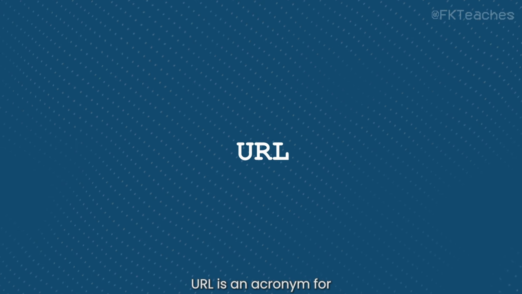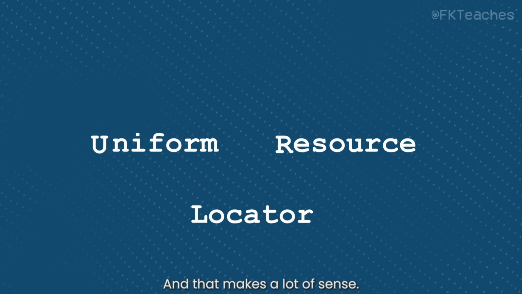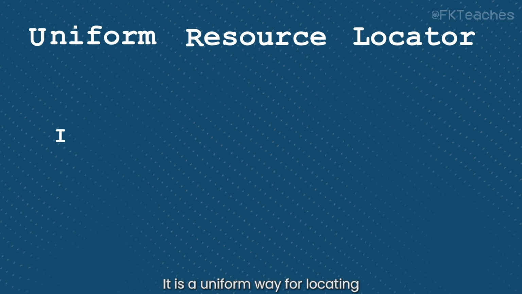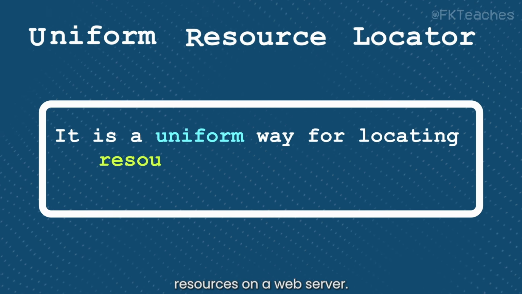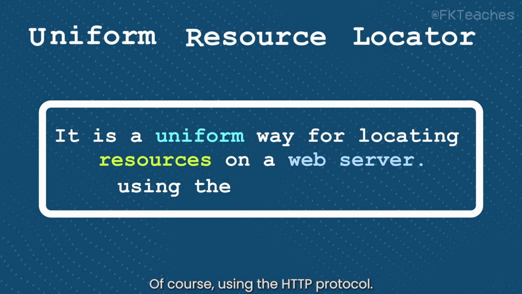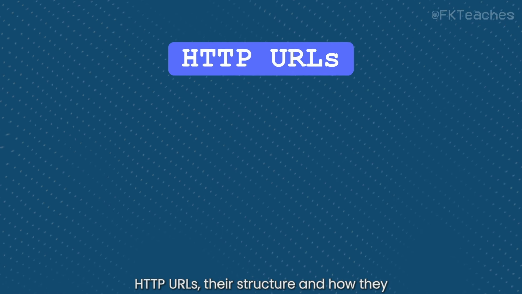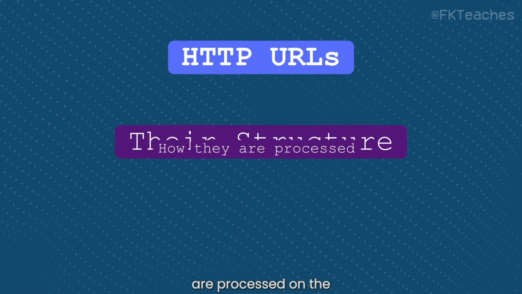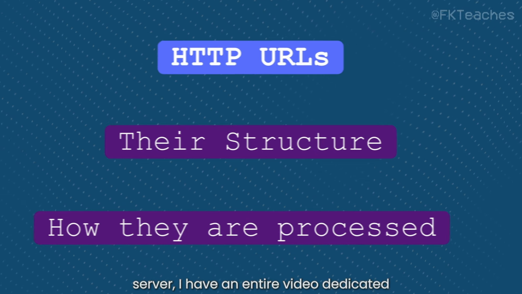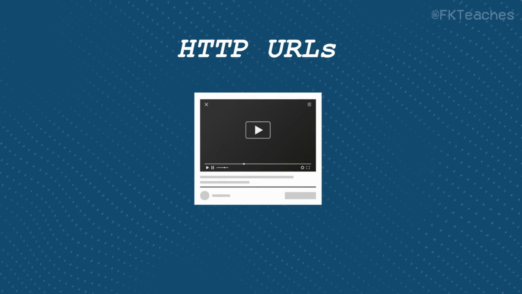URL is an acronym for Uniform Resource Locator, and that makes a lot of sense. It is a uniform way for locating resources on a web server, of course using the HTTP protocol. If you would like to learn more about HTTP URLs, their structure, and how they are processed on the server, I have an entire video dedicated to that on this channel.